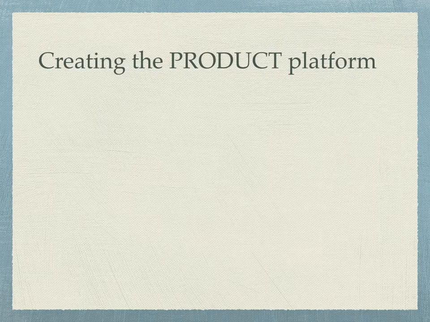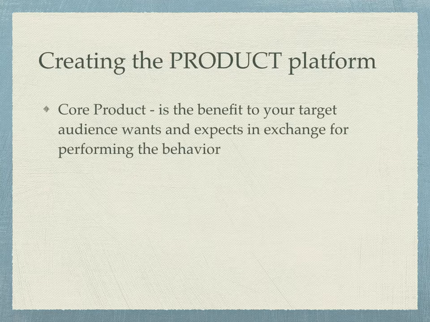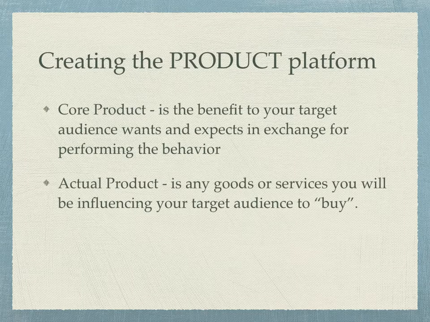So, in a more concrete platform, we define the product into three types, so three levels. The first is a core product. The question that you will be asking is, what is the benefit of this campaign that your target audience wants, and what do you expect them to do in exchange for performing a specific behavior? Your next type of product will be the actual product. Is there any good or service that you will be influencing your target market to buy?